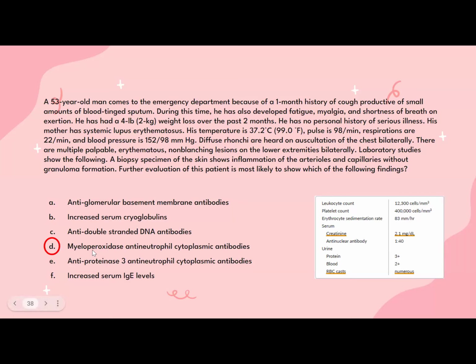We are seeing D, myeloperoxidase anti-neutrophil cytoplasmic antibodies. That's basically MPO or basically P-ANCA. Now, which disease has P-ANCA elevated? Two of them. So there's eosinophilic granulomatosis, right? And then there's microscopic polyangiitis. Which one of these do we think is in this patient?